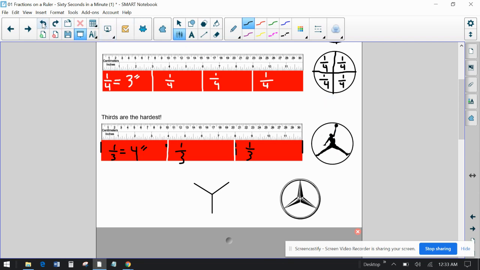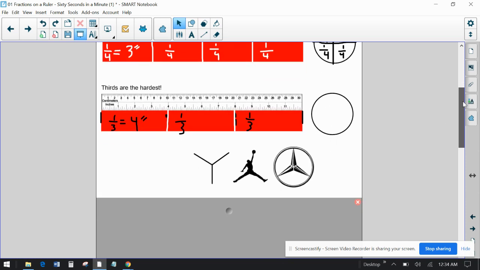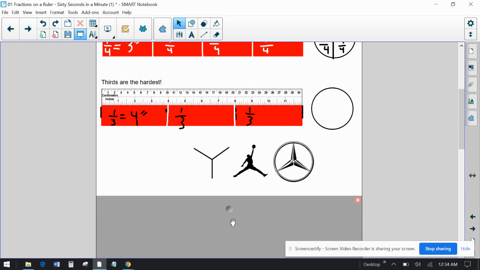And then the last thing, if you know a lot about cars, this is a Mercedes-Benz symbol. They used to have hood ornaments that would stick up from the cars when I was a kid. And that logo makes 3 equal parts on the Mercedes-Benz. So those are the ways to remember how to do thirds.